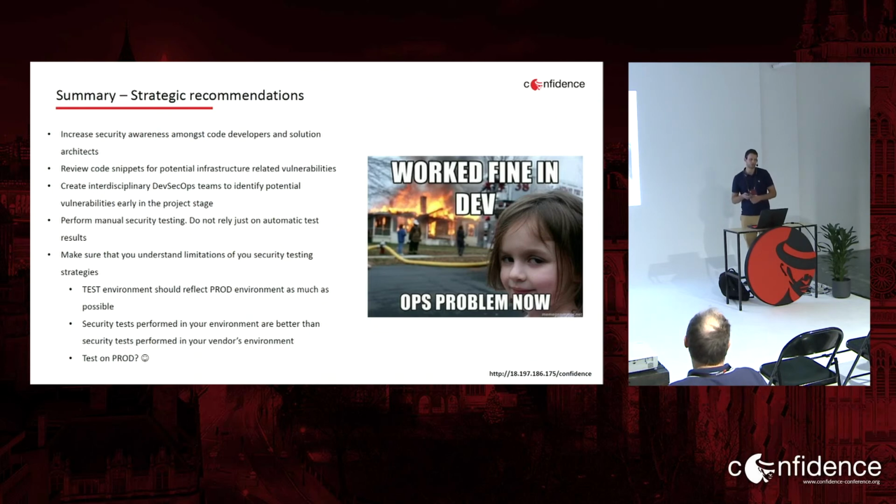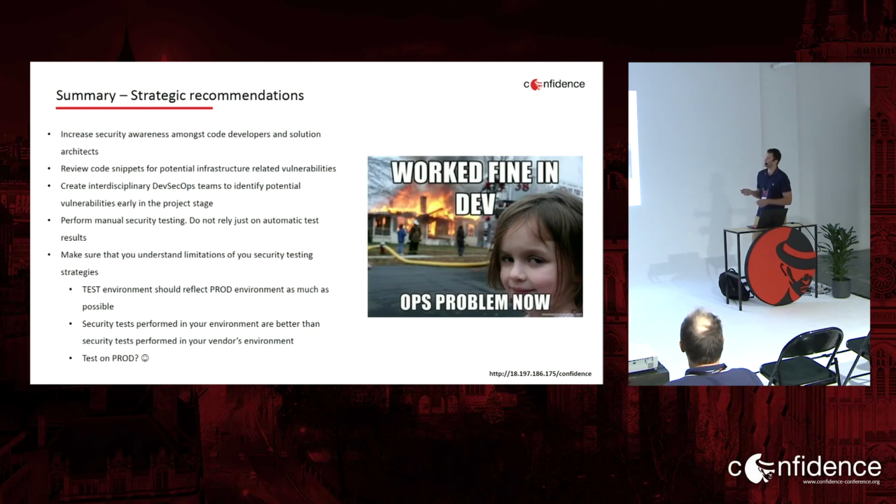Obviously, you should review code snippets if you use some. If you have, I don't know, some code repository in your company, maybe it would be good to review them for potential infrastructure-related vulnerabilities. And if you find one, maybe it would be good to add some comments to this code in the code repositories. For example, that this code works only if you have a web proxy, a proxy server between you and the client.